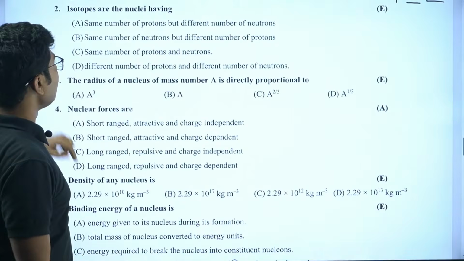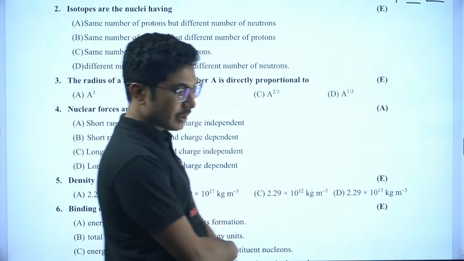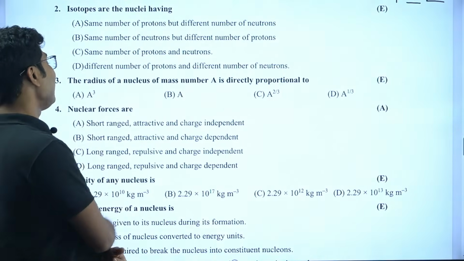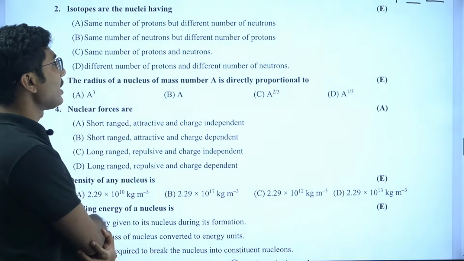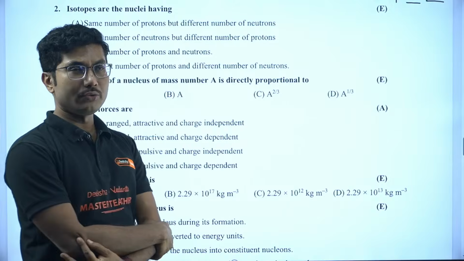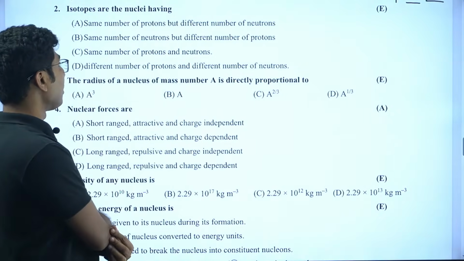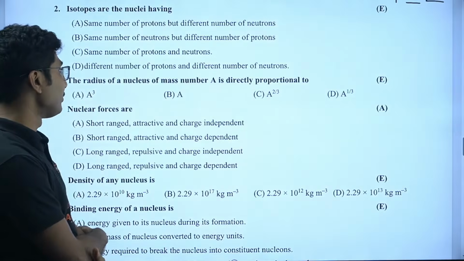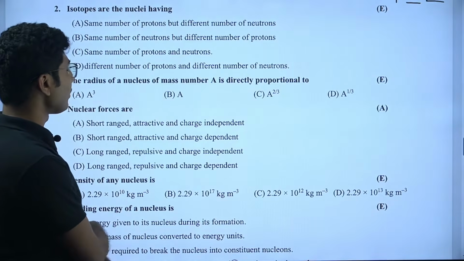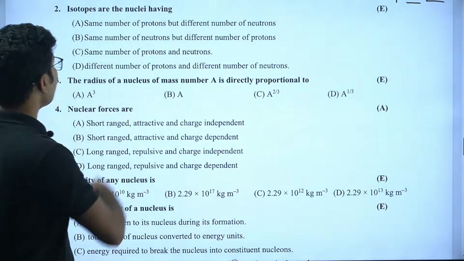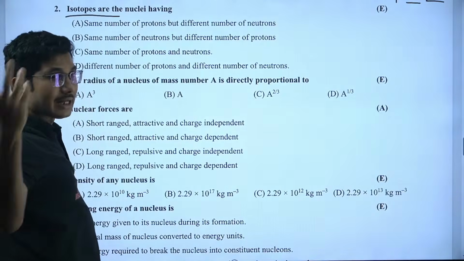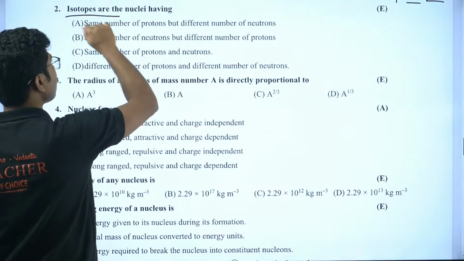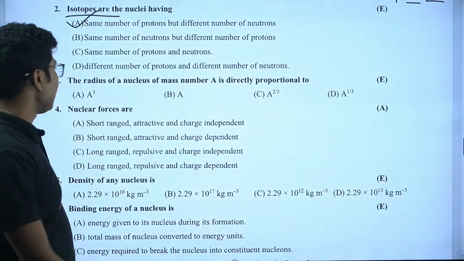Isotopes are the nuclei having same number of protons but different number of neutrons. Options: same number of neutrons but different number of protons; same number of protons and neutrons; different number of protons and different number of neutrons. So isotopes means same element, so they must have the same number of protons, only different neutrons should be there. So 2A is correct.